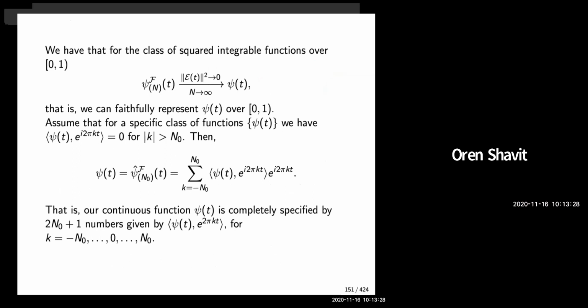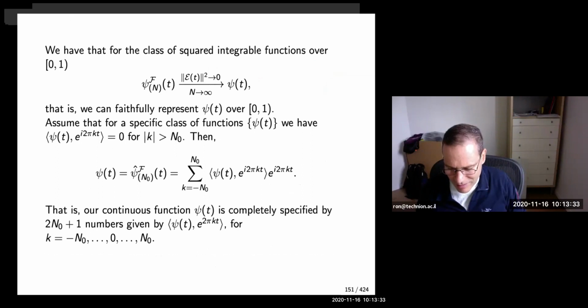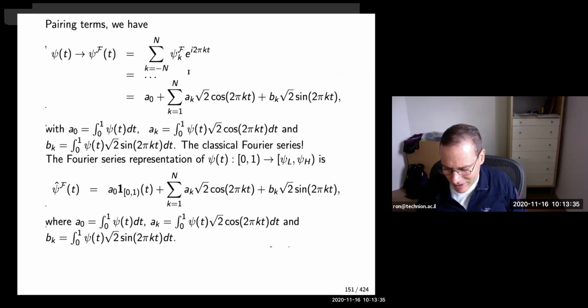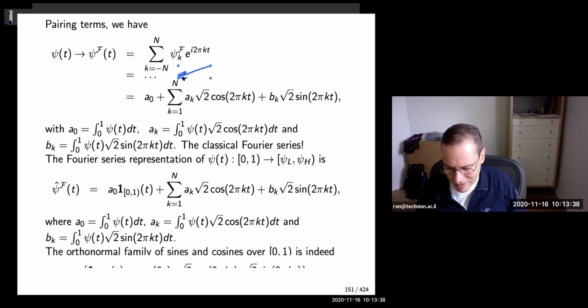Where did the square root of two come from? Well, as I said before, what we did here is work out the expansion of this guy and plug in the coefficients. So this is where it comes out from. Okay. If you want, you can work everything out, and at the end of the day, this is what you get.